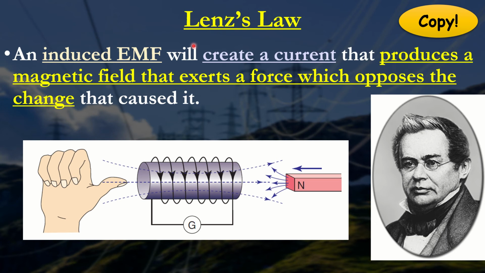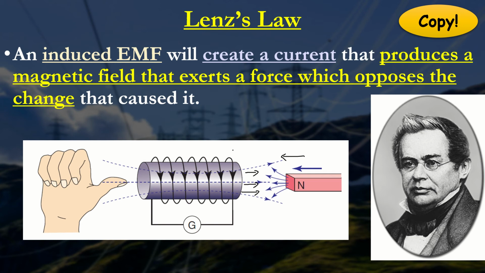Okay, Lenz's law is essentially stating that an induced EMF will create a current that produces a magnetic field that exerts a force which opposes the change that causes it. So to illustrate that, and probably show you as a demonstration later on, we have a north pole that is coming towards our solenoid, going this way here. Now, according to Lenz's law, whatever current I generate, that current is going to generate another magnetic field that tries to push this magnet away.